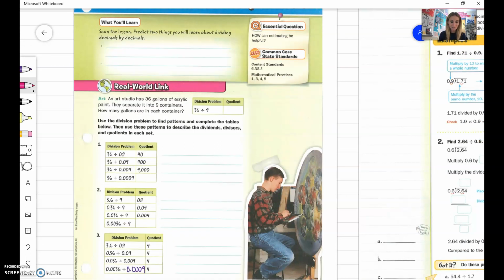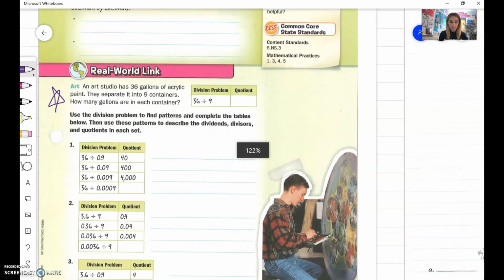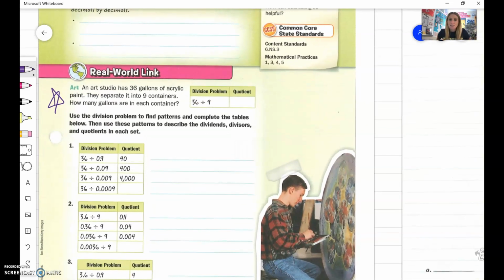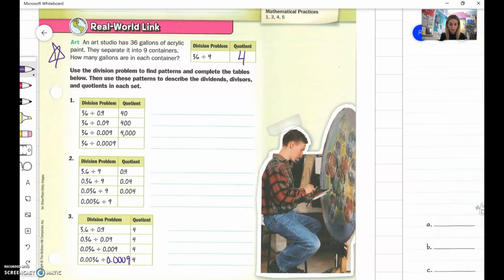All right, let's take a look at this first question. We're going to go over this rather quickly. This is the beginning of our lesson. It's just to get us familiar with dividing decimals by decimals, but we're going to do it in little baby steps. It says an art studio has 36 gallons of acrylic paint. They separate it into 9 containers. How many gallons are in each container? So basically our basic fact is 36 divided by 9. Well, 36 divided by 9 is 4. We're going to use that as we work through these 3 blocks.